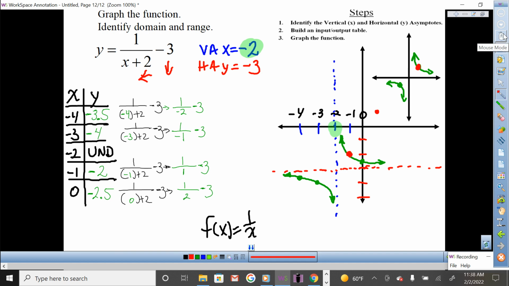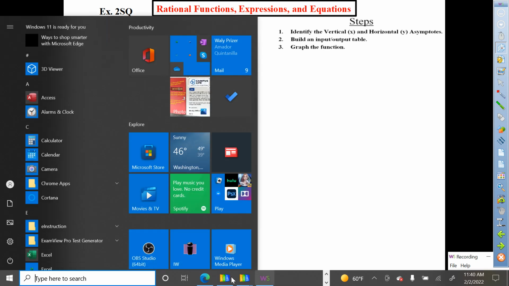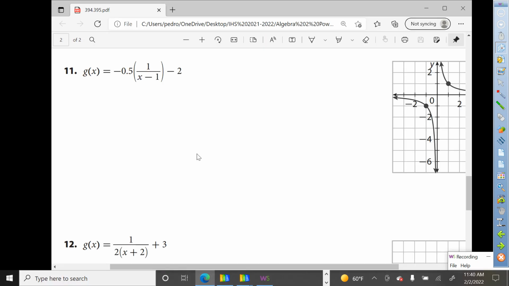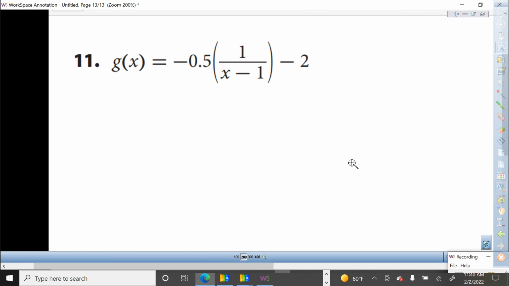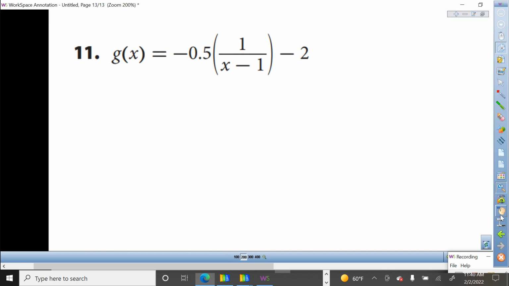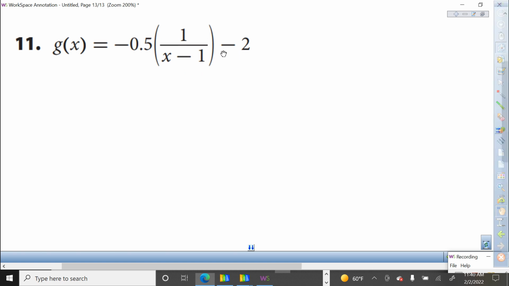All right. With that said, let's do one from the home plate. Ready? Copy this one. We're going to do number 11 together. Zoom in. Number 11. Even if you already did it, let's do it again just for extra practice. We got g of x equals negative 0.5 times 1 over x minus 1, close parentheses, minus 2.